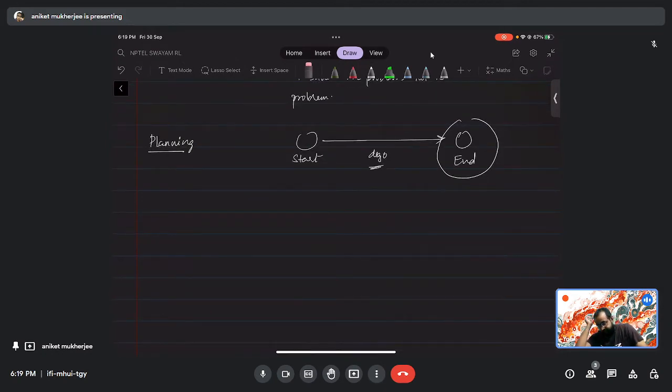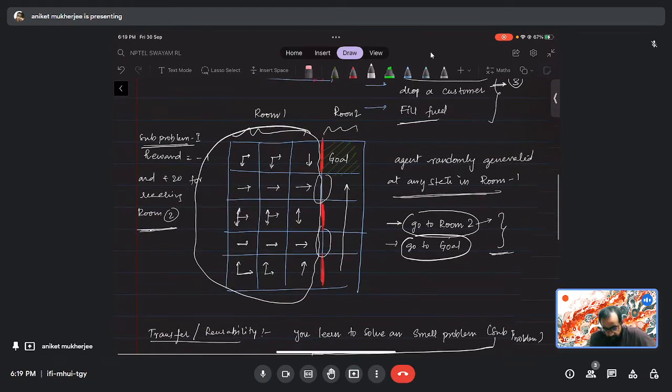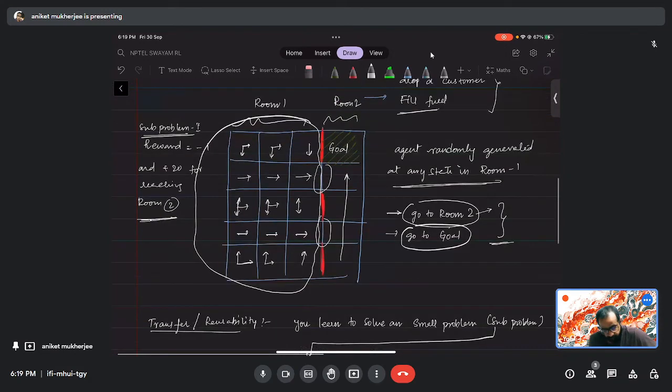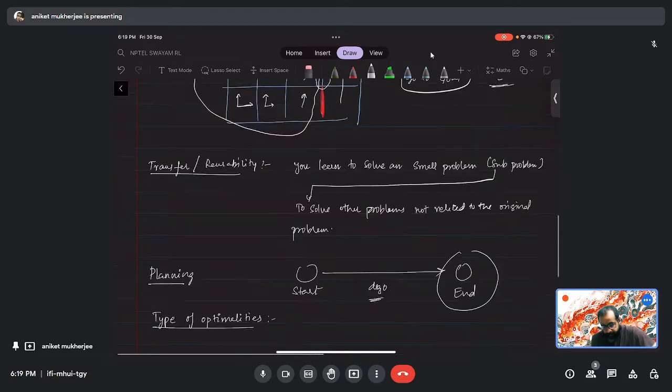Next we'll talk about types of optimalities. So here, what do I mean when I say I am optimal? I'll use the same example.